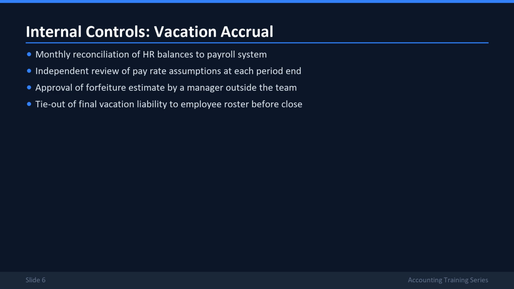Effective internal controls for vacation accrual include a monthly reconciliation of employee vacation balances in the HR system to the payroll system to catch discrepancies early. The pay rate assumptions used in the calculation should be reviewed independently at each period end by someone not directly involved in preparing the accrual. The forfeiture estimate should require approval from a manager outside the accounting team. Before close, the final vacation liability should be tied out in detail to the employee roster to confirm it is complete and that no terminated employees have been missed.